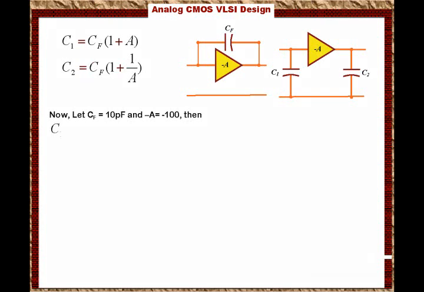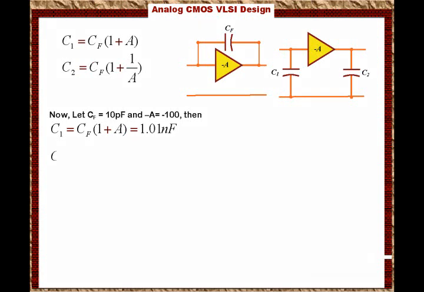Then by Miller's theorem, C1 will equal CF times 1 plus A. So when you plug in the values, you will have 10 picofarad times 1 plus 100. That gives you 1.01 nanofarad. So the magnitude of the capacitance becomes 101 times bigger than CF.